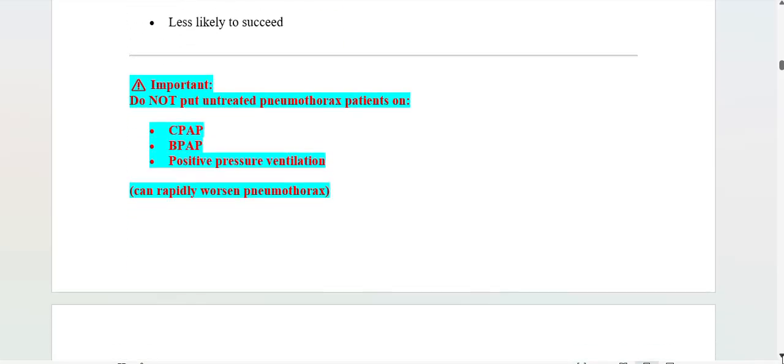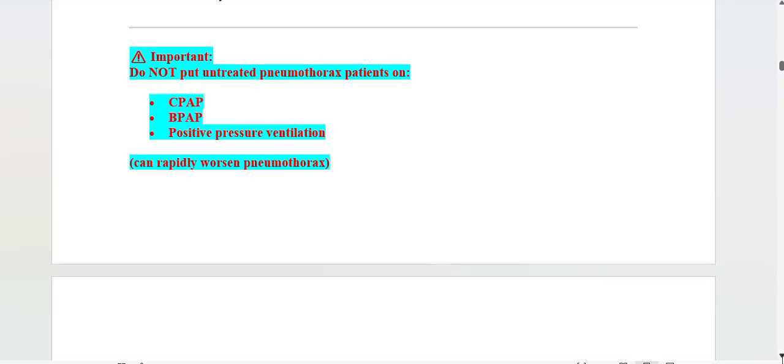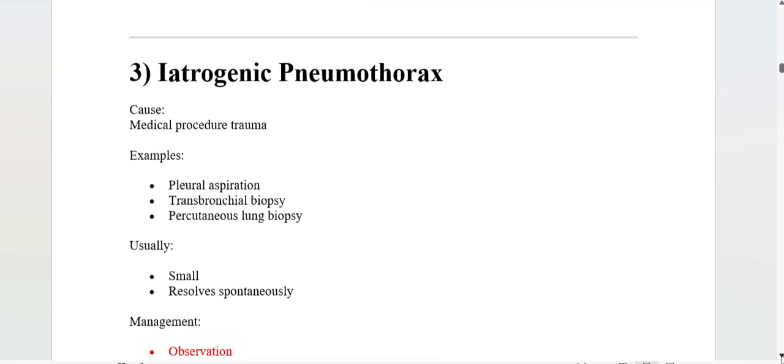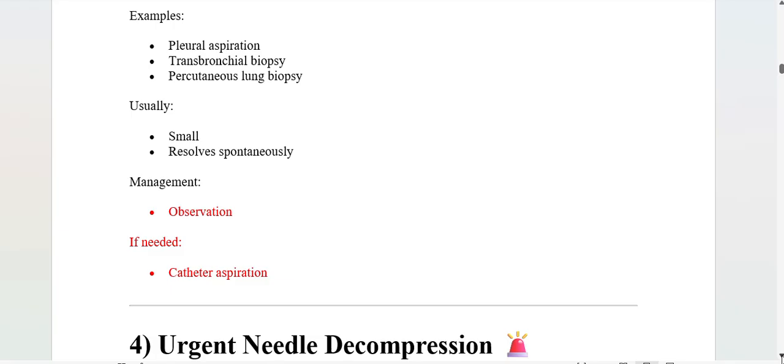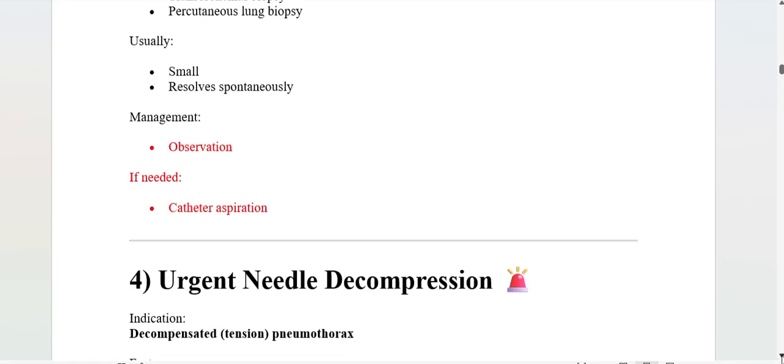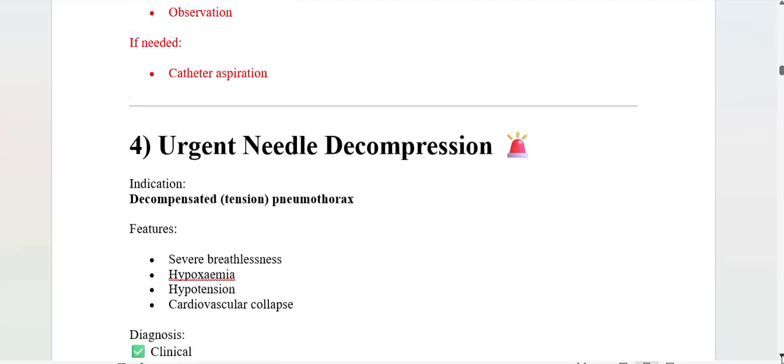So that is why we have to do chest tube drainage. Do not put an untreated pneumothorax patient on CPAP. Bypass positive pressure ventilation can rapidly worsen pneumothorax. Iatrogenic medical procedure trauma, as I told you, for example pleural aspiration, transbronchial biopsy, percutaneous lung biopsy. It gives us a pneumothorax, but it's really small and resolves spontaneously. Sometimes we do observation, or catheter aspiration if needed.